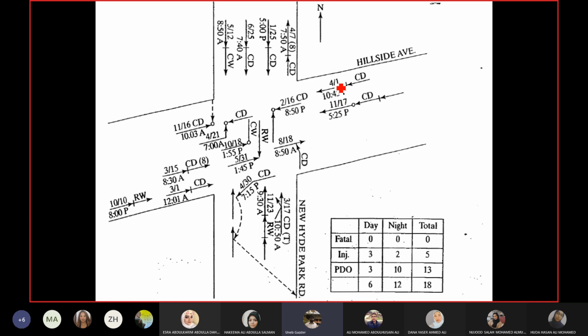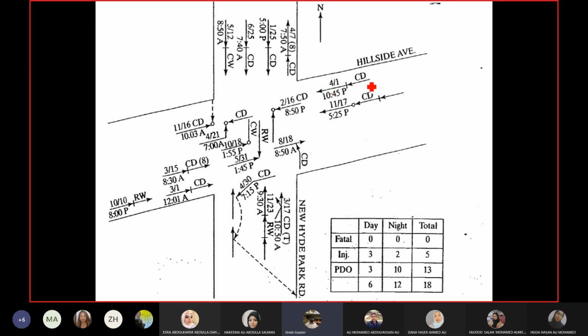So 4/1 means 4th month and the first date. In our case it may mean the reverse. The coding which you see with the accidents is not a constant. You can develop your own coding. And then you see some other alphabets here.